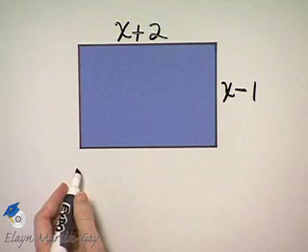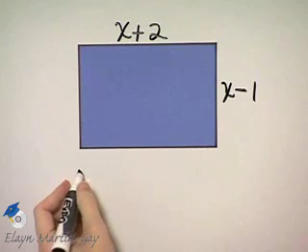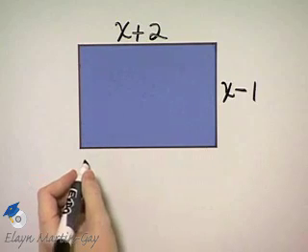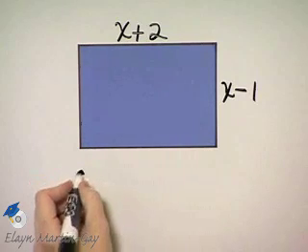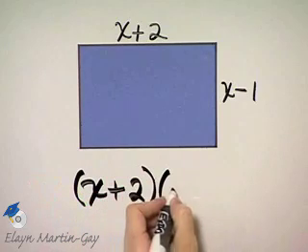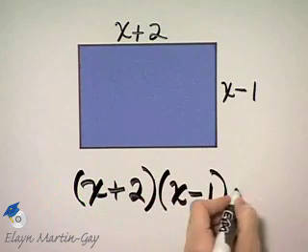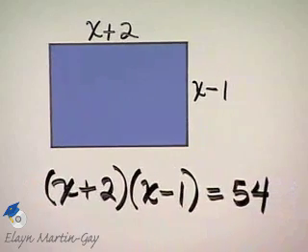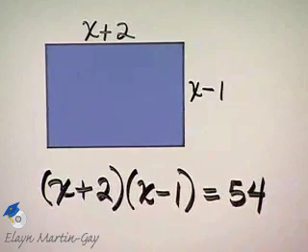So how do you find the area of a rectangle? Area is length times width. So that means that we know length, x plus 2, times width, x minus 1, is equal to 54. We want to take this and solve for x.